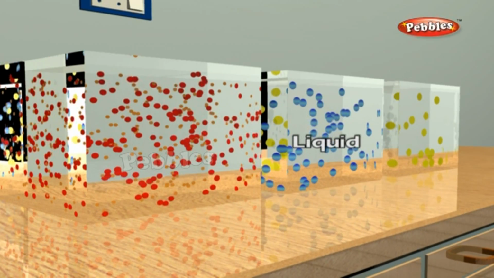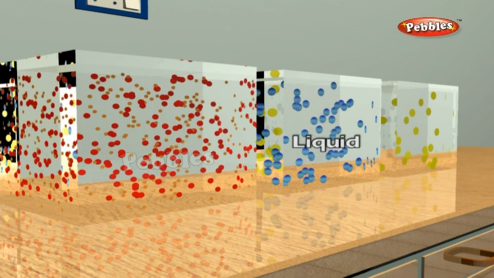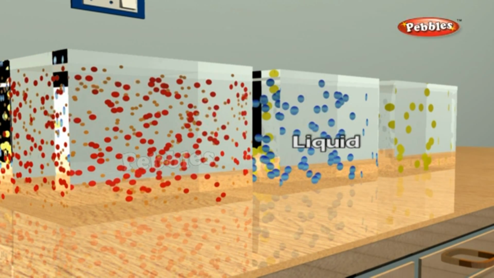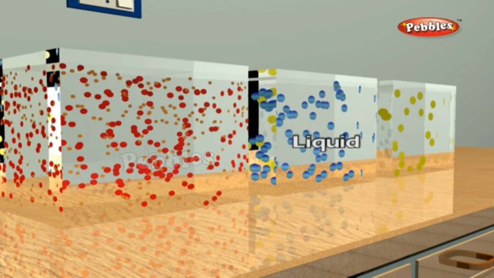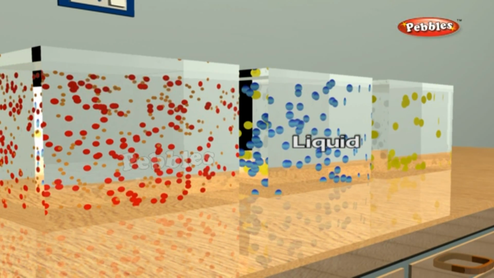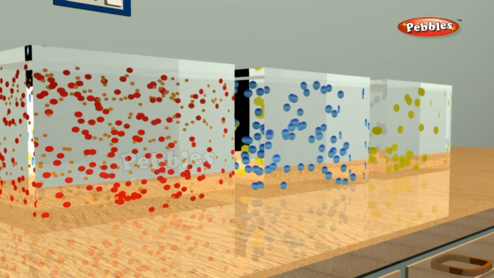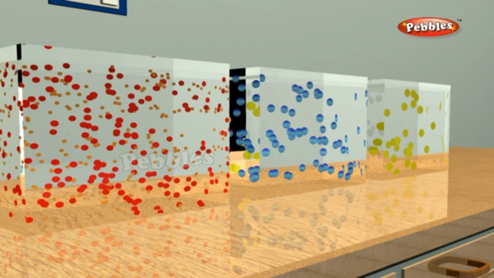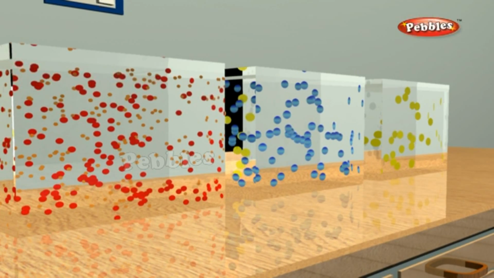Liquids. In liquids, the molecules are loosely held. There are large intermolecular spaces in liquids. The force of attraction between the molecules is small and the movement of molecules is possible. That is why liquids are not rigid and have no shape of their own. They take the shape of the container.